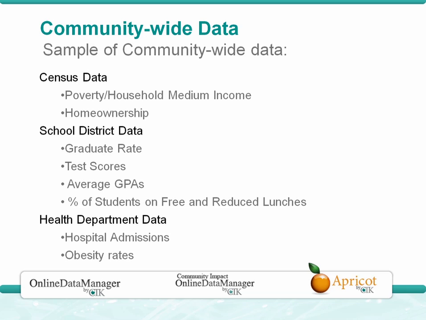So some examples of community-wide data: census data, for example, poverty, household median income, home ownership; school district data, graduation rate, test scores, average GPAs, the percent of students on free and reduced lunches. All of those are data sets that you can collect at the community-wide level. Around the health issue, maybe potentially health department data, CDC data, hospital admissions, obesity rates, those kinds of things, so that you can begin to look at your changes at your local community relative to the community-wide data.